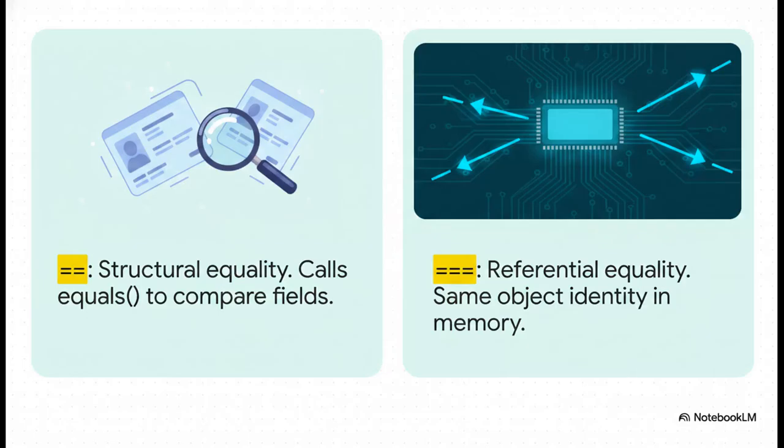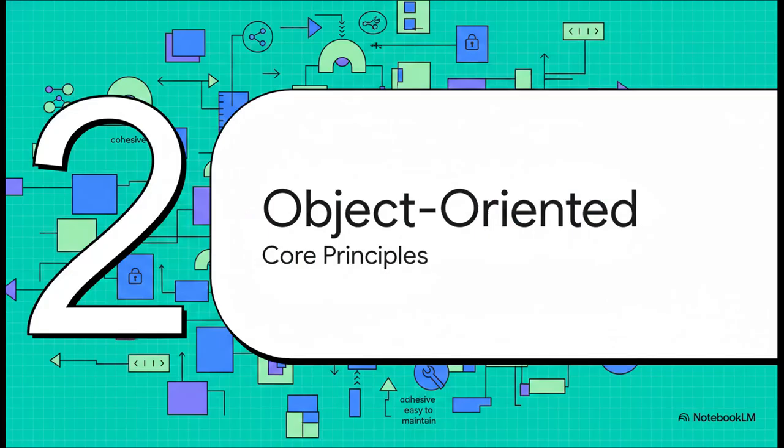Now this is where Kotlin kind of flips the script on what you might remember from languages like Java. That double equals sign, that's actually your structural check, calling .equals under the hood to compare fields, and honestly, that's exactly what you want 99% of the time to verify if two data classes hold the identical info. You save that triple equal strictly for referential equality, when you need to know, wait, is this the exact same object sitting in memory? All right, moving right along to Section 2, Object-Oriented Principles.